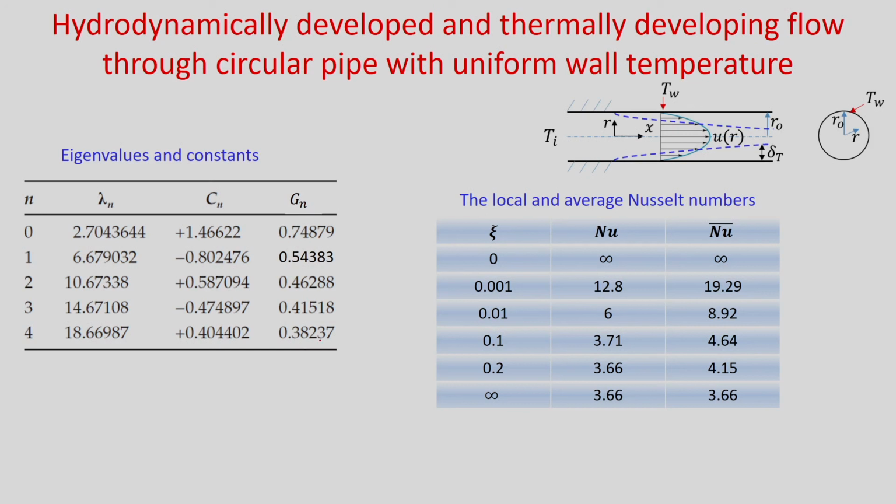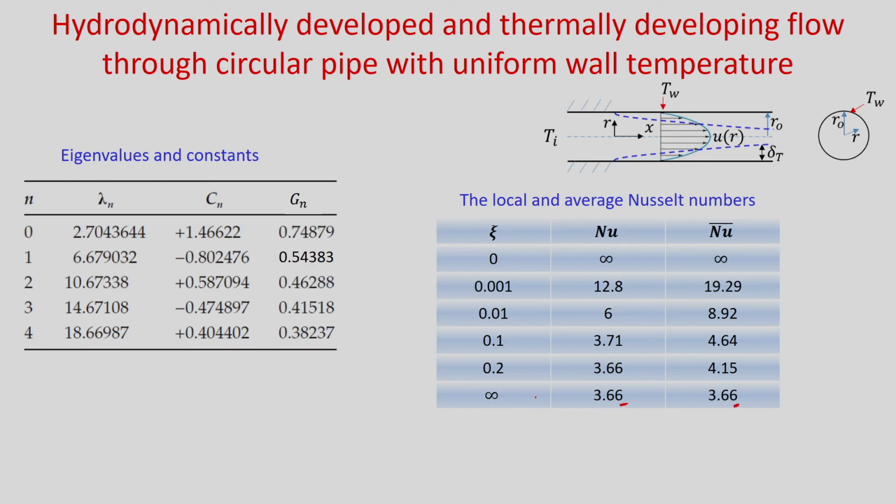And if you see the local and average Nusselt number, as x varies, for different xi from 0 to infinity, I have written a few terms. At xi equal to 0 the Nusselt number will be almost infinity, and the average Nusselt number will also be very high. As x tends to infinity, it will be a fully developed profile, and if it is hydrodynamically and thermally fully developed flow, you should get the Nusselt number as 3.66, and that will be the same as the average Nusselt number, 3.66.